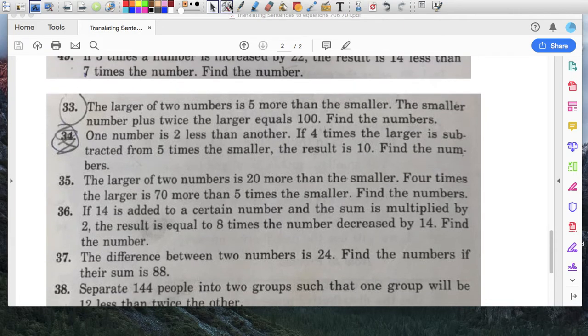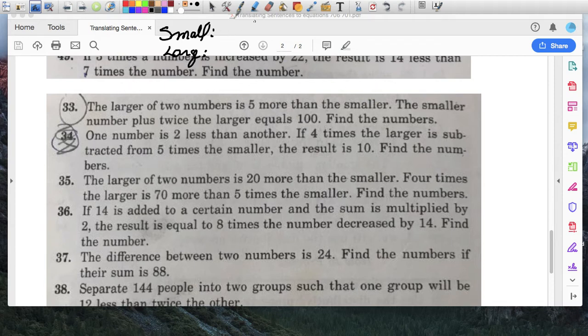So here, the difference between this one and the previous one is that we have to identify the numbers first. Okay, so the larger of two numbers is 5 more than the smaller. So if there are two numbers, just by reading this, I know that there is a small number and a large number. So we're talking about two numbers. One is small and the other one is large. I know that the large one is 5 more than the smaller.